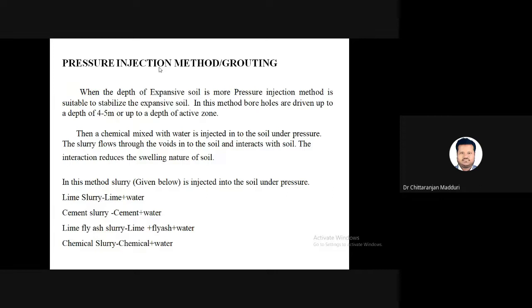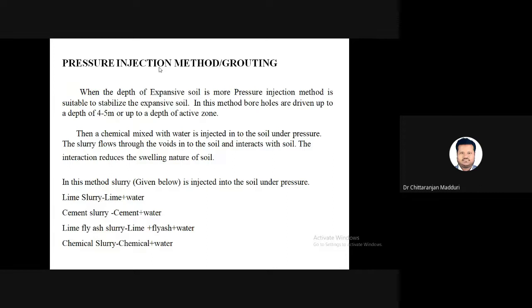So after making the borehole in the expansive soil, a chemical mixed with water, it may be lime plus water, or any other chemical plus water, is injected into the soil under pressure. The slurry flows through the boreholes into the soil mass and interacts with the soil mass. The interaction taking place between the soil and these grouting materials reduces the swelling nature of the soil mass.